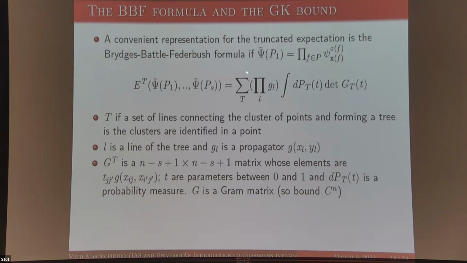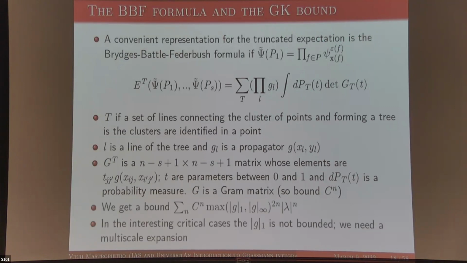So this is a formula which is very useful. Now you get a good bound, because the sum over t gives n factorial, since you have trees now, without loops. The determinants give you c to the n, because it's a Gram term. Then n factorial cancels with the 1 over n factorial in the sum. So you will get a bound like the sum of c to the n, max between the g1 norm and the g infinity norm, lambda to the n.